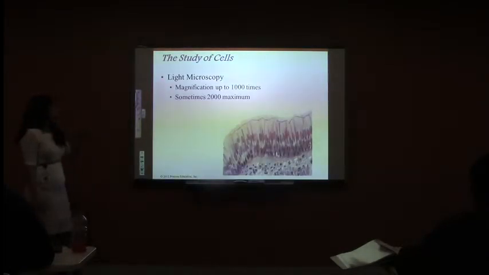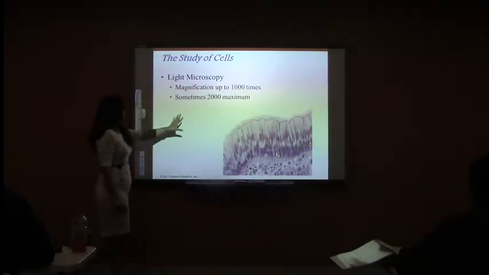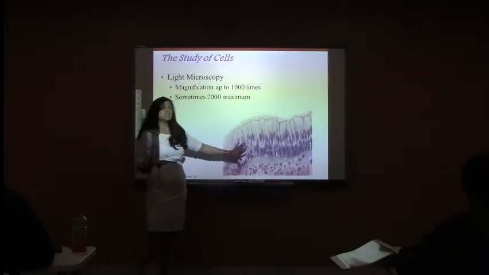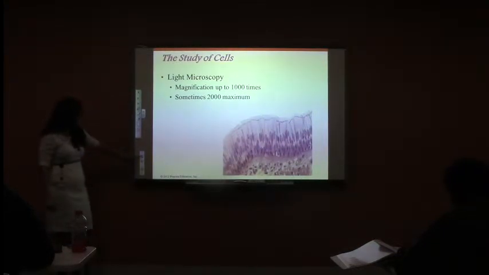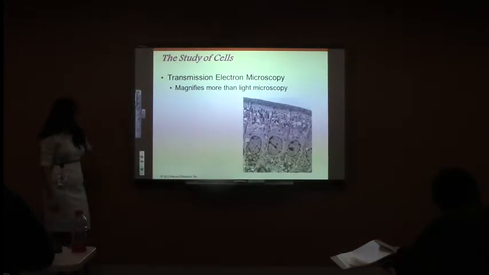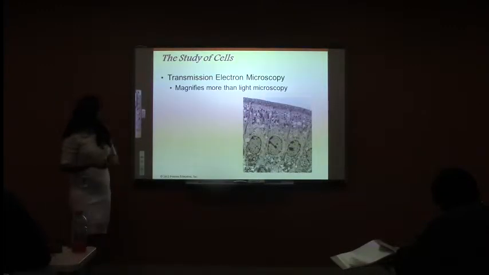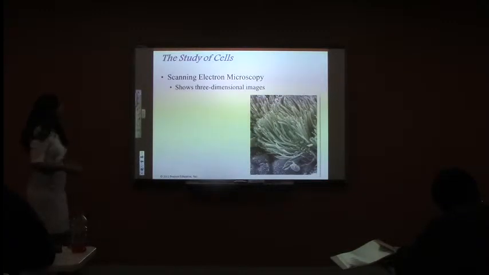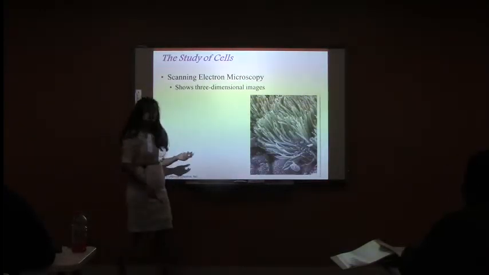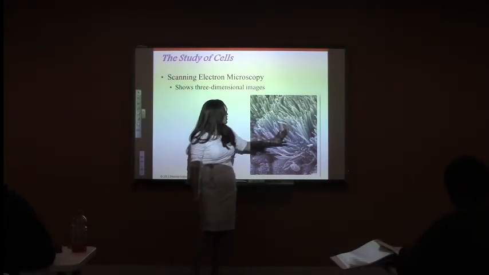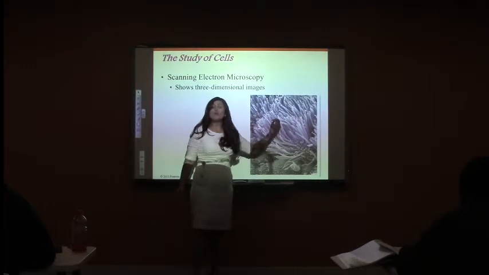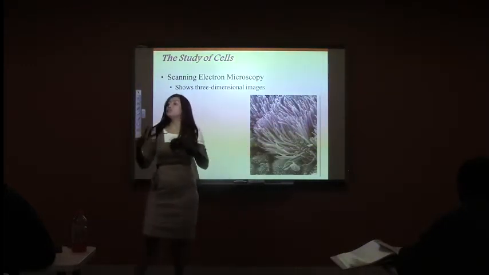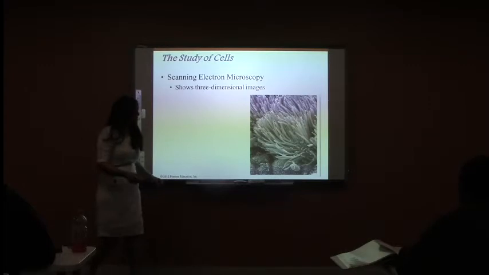Light microscope, magnification is up to 100 times, sometimes 200 max, and basically you see the whole structure. Okay, you're trying to find the structures. Then you have transmission, it magnifies more than a light microscope. Then you have scanning. Now this shows three-dimensional images. This is basically a structure called cilia. As you can see, it actually gives you the appearance where it's 3D. Light microscopy and transmission microscopy do not give you a 3D appearance, only scanning does.